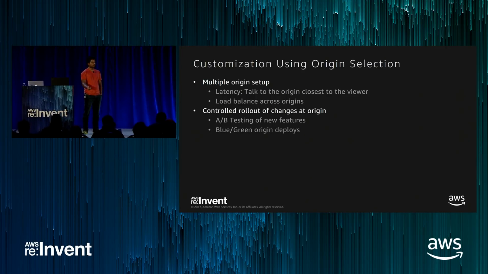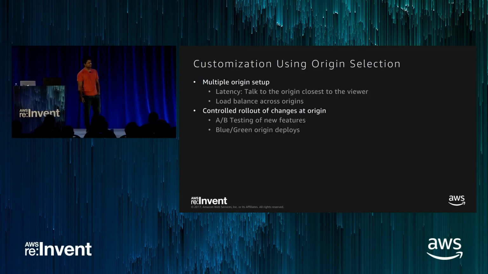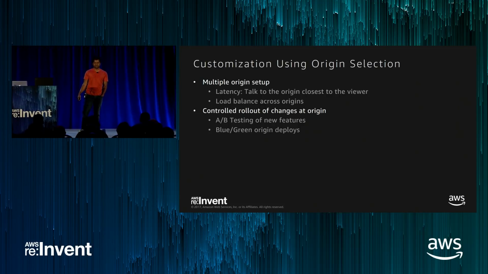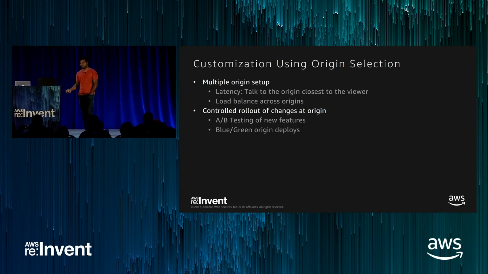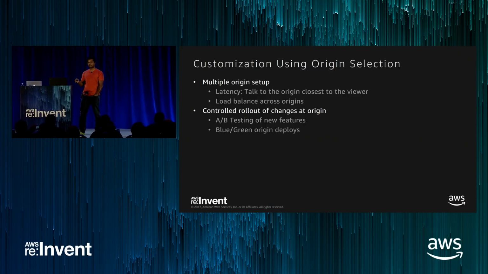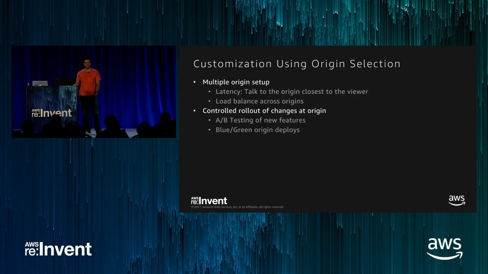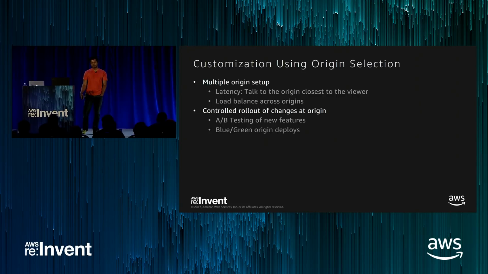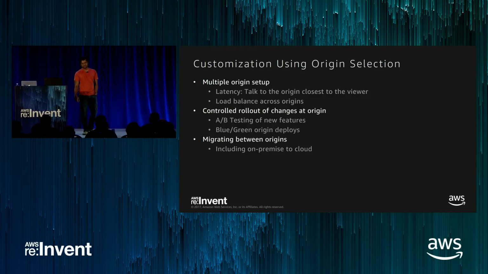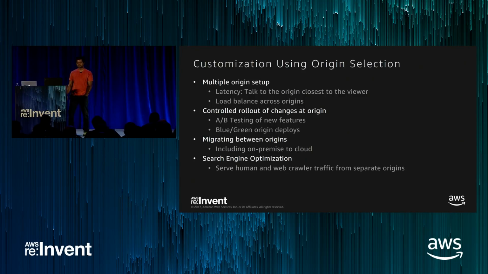Sometimes it's a controlled rollout. So you want to introduce a new feature, but you just don't want to go deploy it all over the place. You want to do it in a more controlled fashion where you have parts of your origins updated, the others that haven't been. It could be blue-green deploys or A/B testing. That's doable. Sometimes it's migration across origins, sometimes including on-prem to the cloud. That can be done with origin selection.